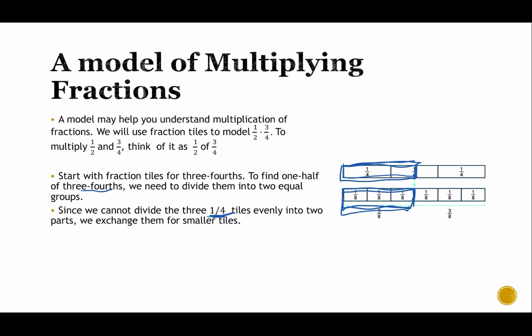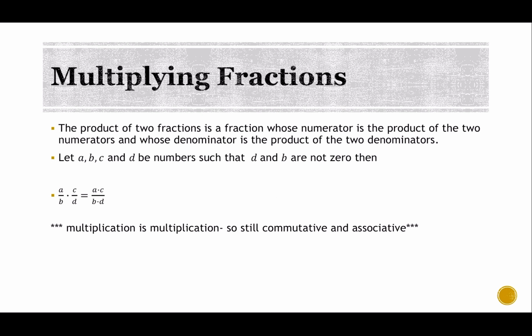So how do I actually go about multiplying fractions without a visual? Well, here are the steps. The product, again, that means when we're multiplying, of two fractions is a fraction whose numerator is the product of the two numerators and whose denominator is the product of the two denominators. Let me say this in layman's terms. When we multiply fractions, we multiply the numerators and multiply the denominators. Math language sometimes, guys.